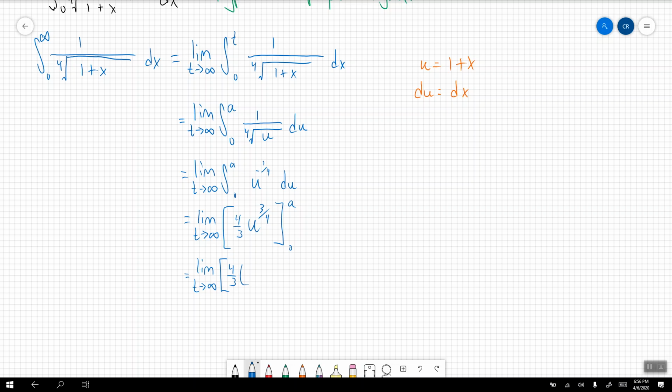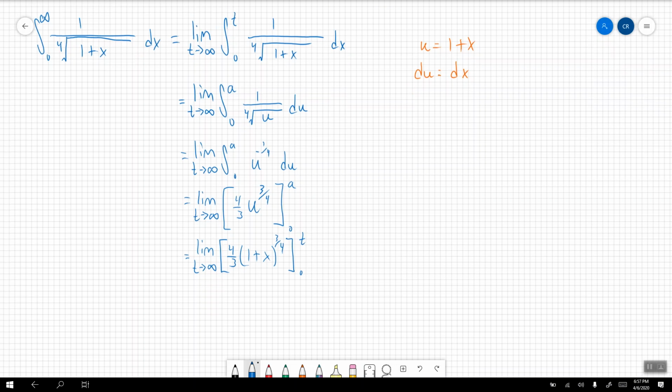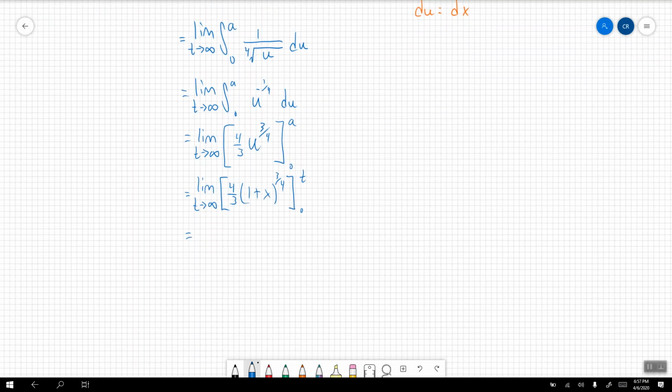All right. So what I want at this point in time is my substitution. I'm going to use back substitution here, so that's going to be 1 plus x to the power of 3/4. And now I can say this goes from 0 to t. So now all I have to do is evaluate this. Well, 4/3, that's going to be a constant, so 4/3 multiplied by the limit as t goes towards infinity. And this is now going to be evaluated with 1 plus t to the power of 3/4 minus 1 plus 0 to the power of 3/4. There we are. So let's see if we can simplify. This is 4/3 multiplied by the limit as t goes to infinity. And this is going to be, well, that's just the 4th root of 1 plus t to the power of 3. And this is just minus 1.